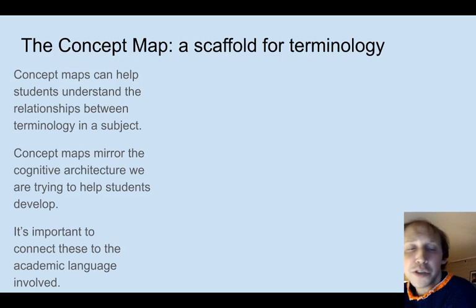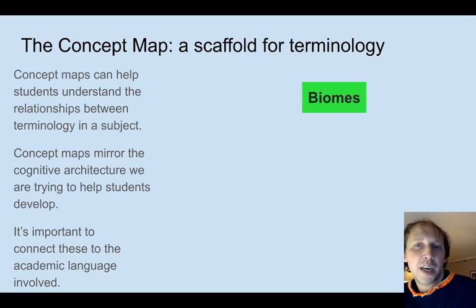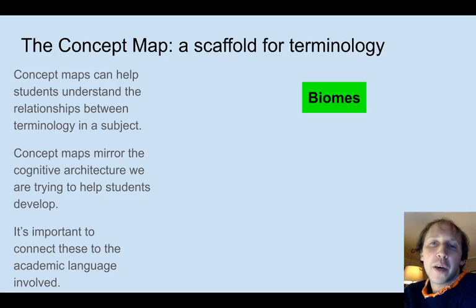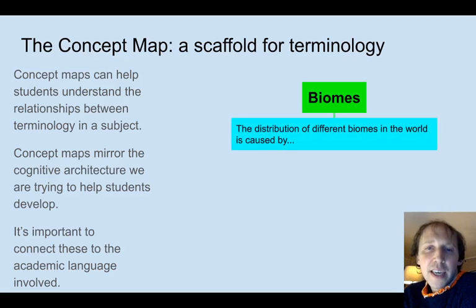It's important also, as we make these concept maps, to connect them to how academic language is involved. So here's a bit of an example from the textbook excerpt that I showed a little bit ago. If our main concept is biomes, I'm looking to understand what causes the distribution of different biomes around the world.